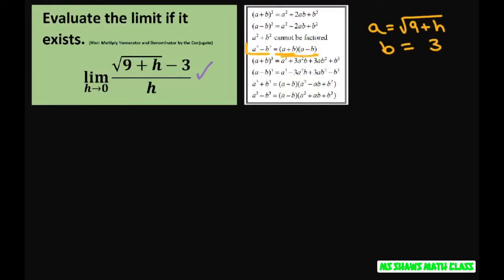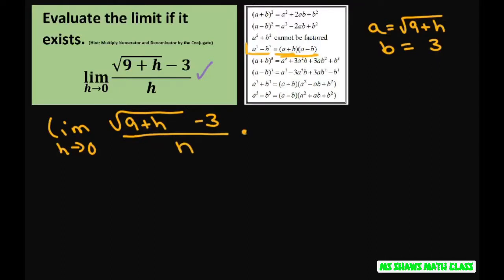So what you're going to do is write this as the limit as h approaches 0 of square root of 9 plus h minus 3 divided by h. Now multiplying by the conjugate, since this is a minus, we're going to use the plus. So you're going to write this as times the square root of 9 plus h, and then you put your plus 3. And do the same thing for the denominator.